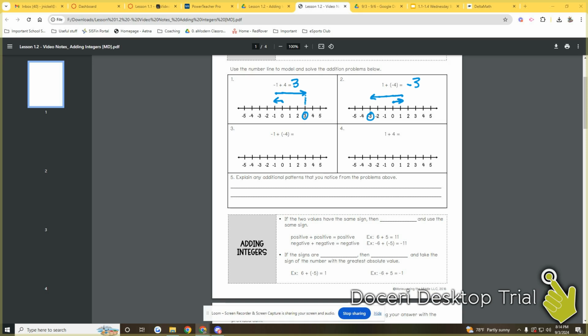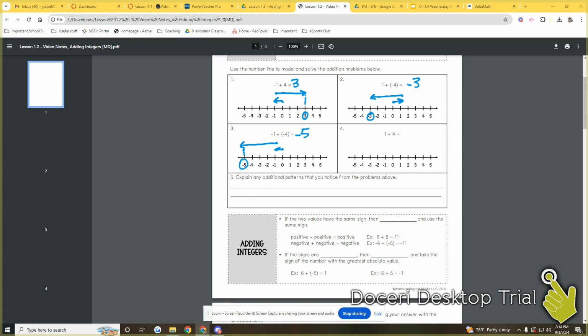Next one, number 3. -1 plus -4. Notice how they're both the same sign. So we're going to be going left for both of those. We're going to start at 0, go left 1. Then we're going to start where we ended and go left 4 more. And you end at -5. So -5 is my answer here.